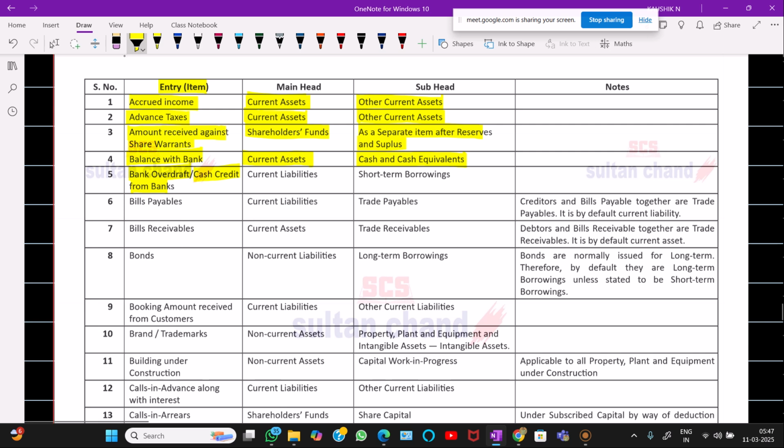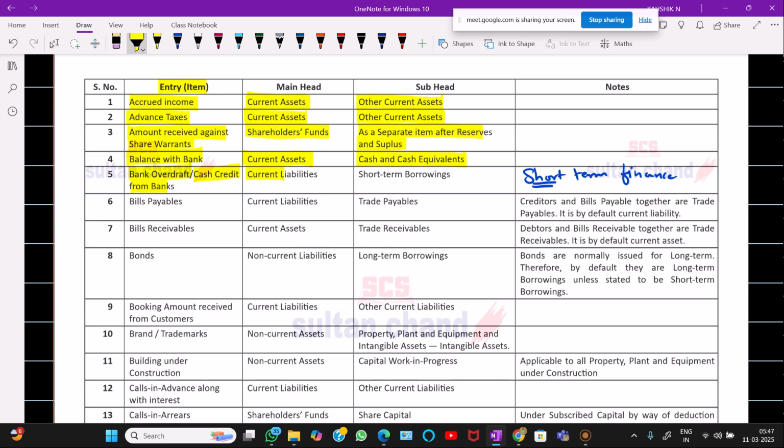What type of finance is bank overdraft? I'm saying to you, bank overdraft is basically a short-term finance. When the word used here is short term, obviously it is to be understood that it is current, because current is a short-term period, non-current means it is for a longer period. So that is how I am declaring this bank overdraft under the category of current.